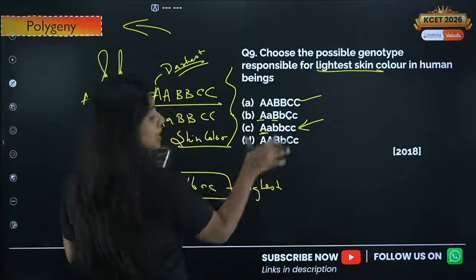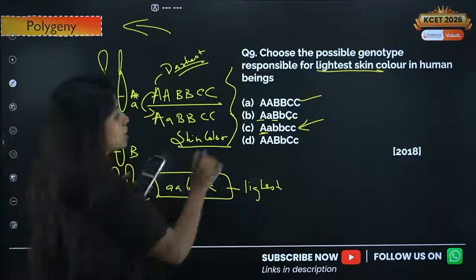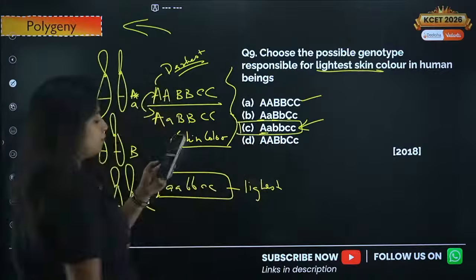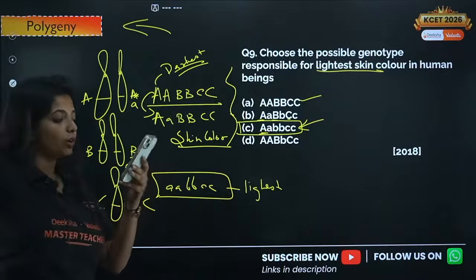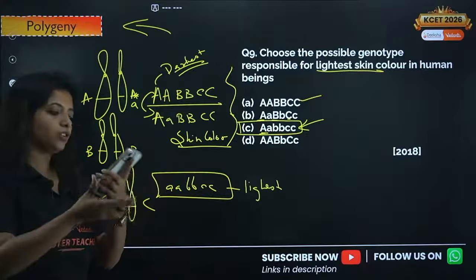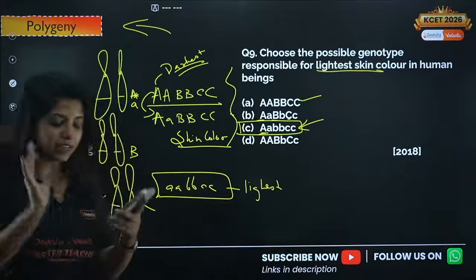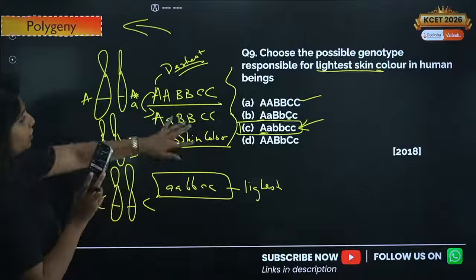So this one, which has the least amount of dominant alleles, would be responsible for the lightest skin color. So all of you who said C, especially Aishwarya who was the first one to say it, and then Nagaraj and Manjunath, awesome, you guys are absolutely correct. Okay? So your answer is C.